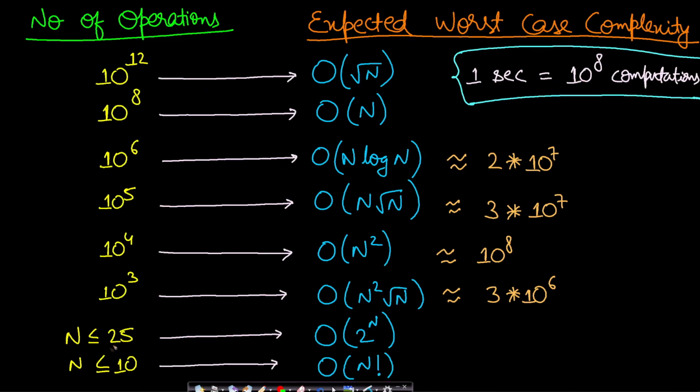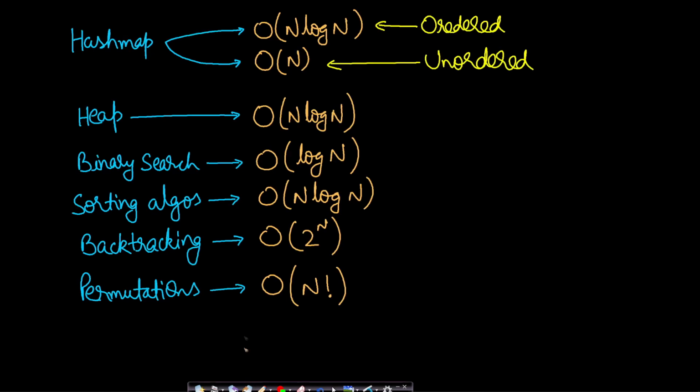And all the way down, if n is less than or equal to 10, then you can solve it in order of n factorial time complexity. So this chart is very intuitive in knowing the worst case time complexity of your problem.